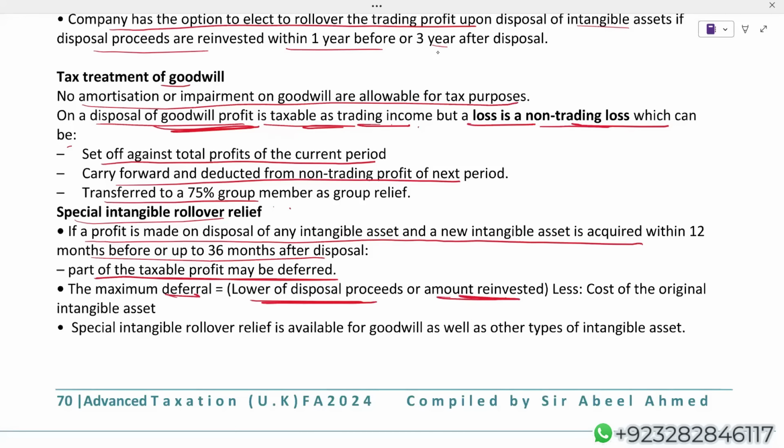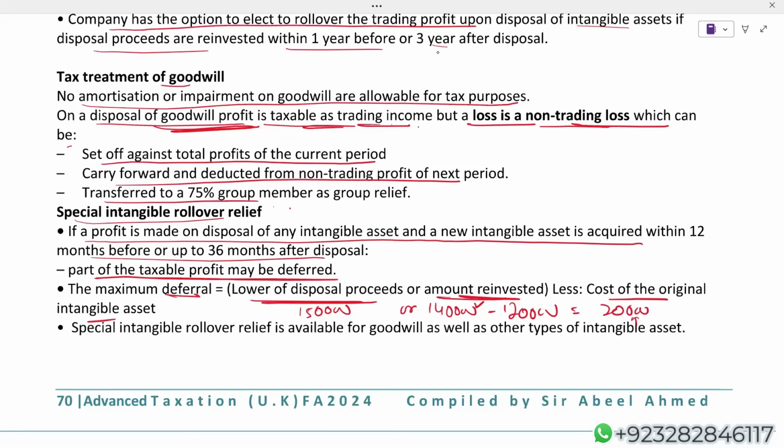Assuming disposal proceeds is 150 or reinvested is 140. So for me, the relevant is 140. But from this 140, you will deduct cost of the original intangible asset. Assuming original intangible asset cost was 120. So you will get deferred relief how much? 20,000 from the chargeable gain.